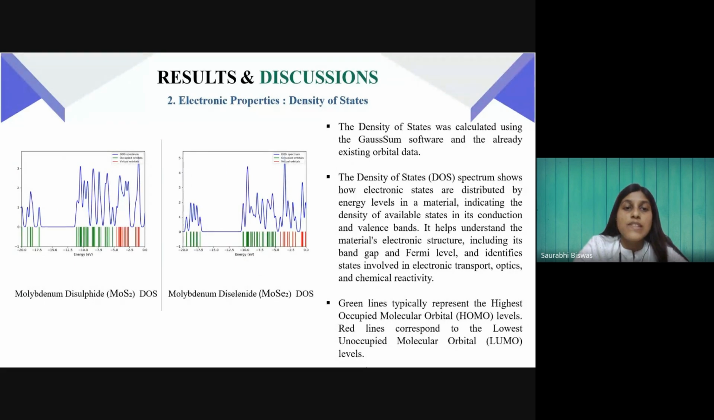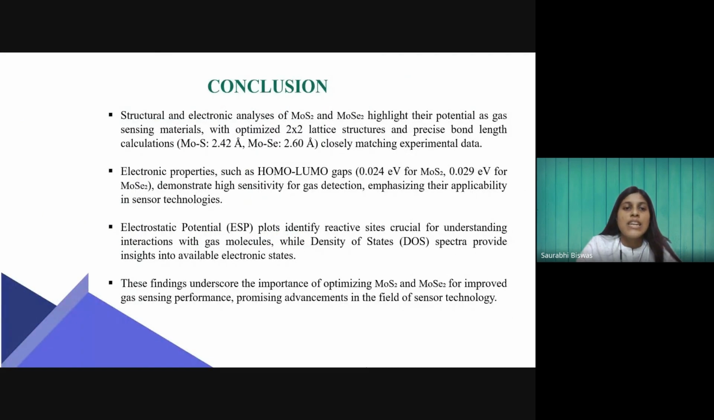Next, coming to the density of states. The DOS spectrum is computed using the GaAs software, where I have taken the existing orbital data that I got after the optimization of these molecules in the Gaussian or GaussView software, and then I uploaded it in GaAs and got the results as the spectrum shown here. DOS basically illustrates how the electronic states are distributed by energy levels in a material. The green lines on the spectrum typically indicate the levels of the HOMO, whereas the red lines correspond to the LUMO. That means the green lines represent the occupied orbitals and the red lines are basically the virtual orbitals.